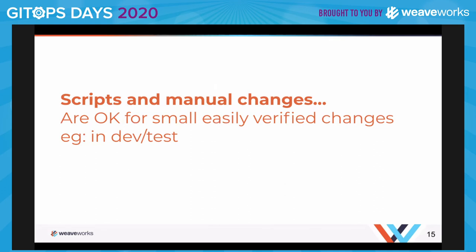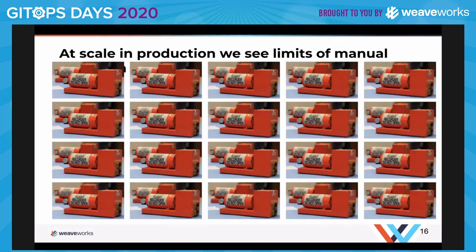If you do manual changes or use scripts, this is okay for controllable, small, easily understood, easily verified changes, certainly for dev test, of course, but also some of the smaller cases in production. But let's go to the next slide. What if we have lots of teams, lots of apps, lots of clusters, lots of changes happening at the same time, lots of different security policies to think about? How do we apply all of these correctly? We can't do it all manually. And we don't want a CI system to try and script a whole bunch of these changes, because that very rapidly becomes unmanageable. Let's go to the next slide.